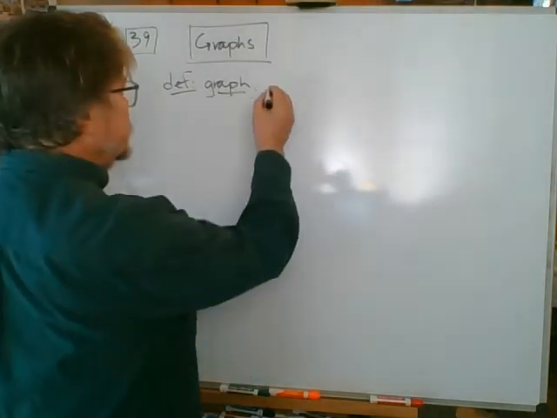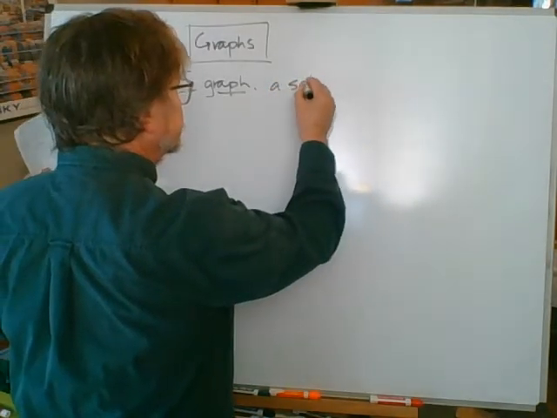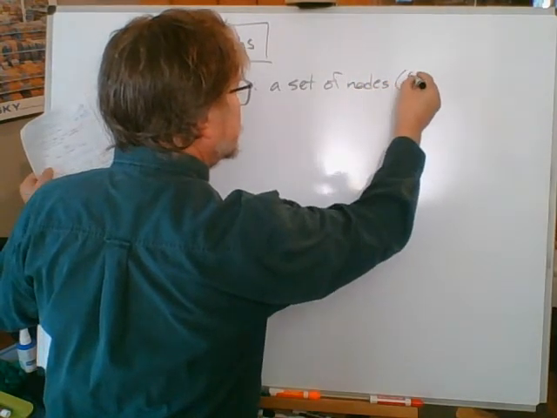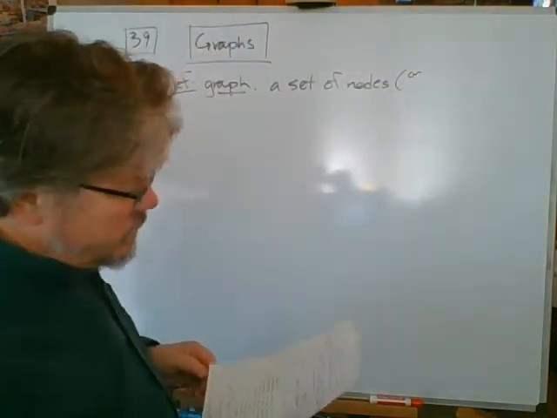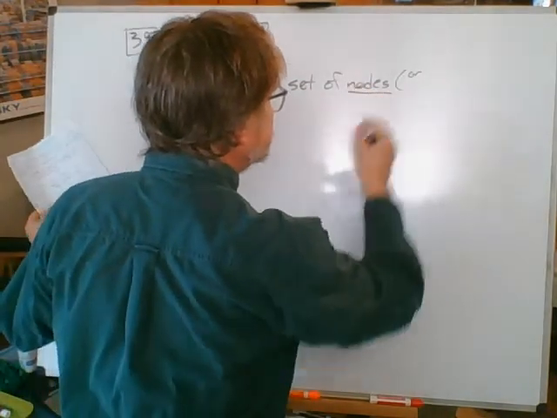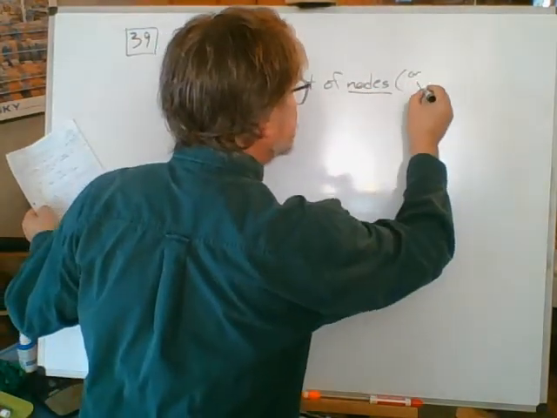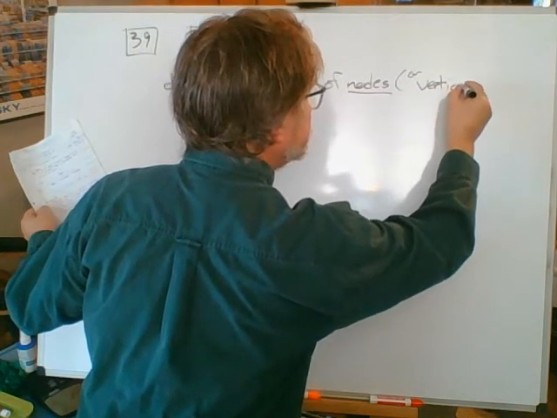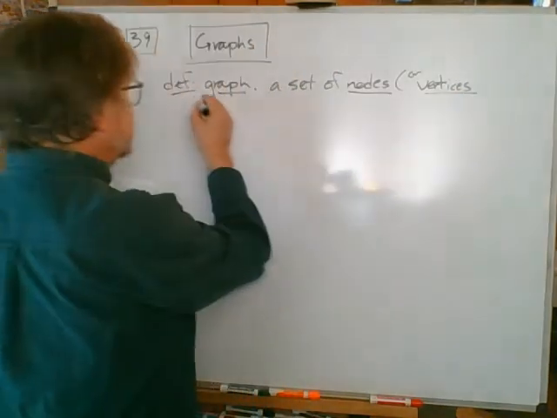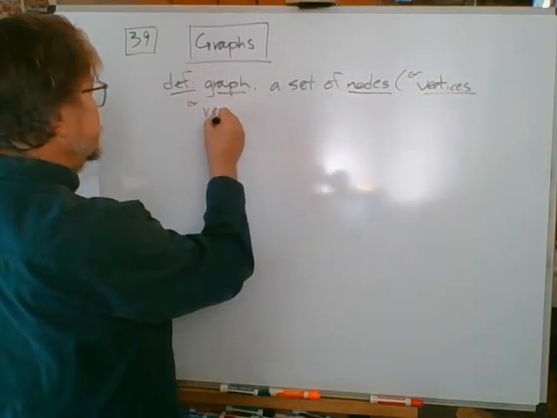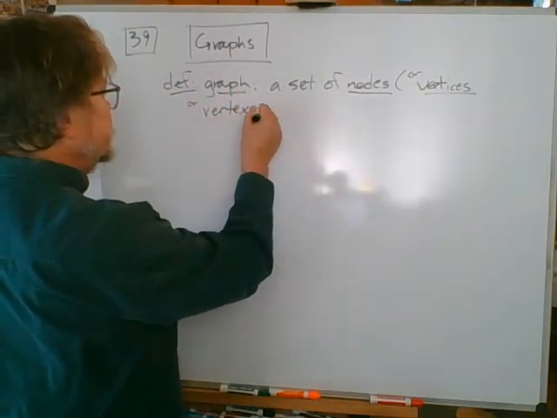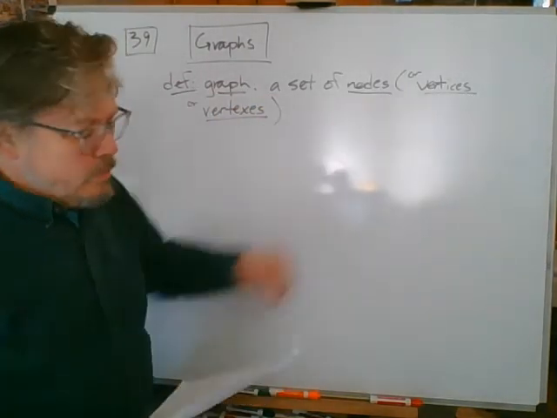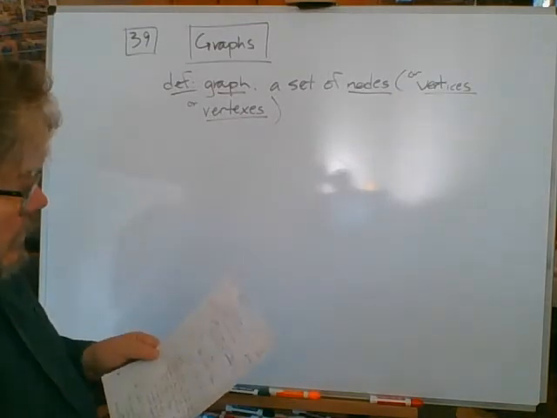A set of nodes. We know what nodes are. Or there are lots of different terminologies used. It's a set of nodes, or you'll see them sometimes referred to as vertices in the literature. V-E-R-T-I-C-E-S. Or some people like to spell that vertexes, V-E-R-T-E-X-E-S, because each one individually is a vertex. I think technically that's supposed to be the plural. But I'll probably go with nodes.